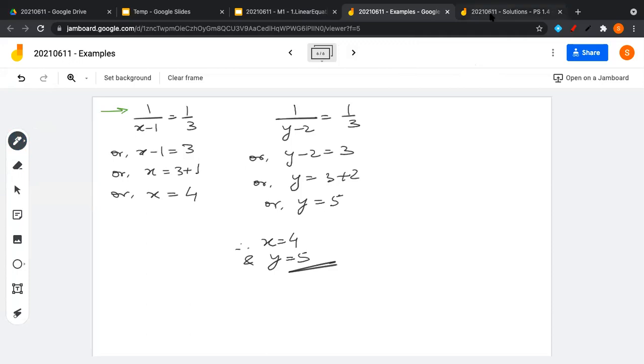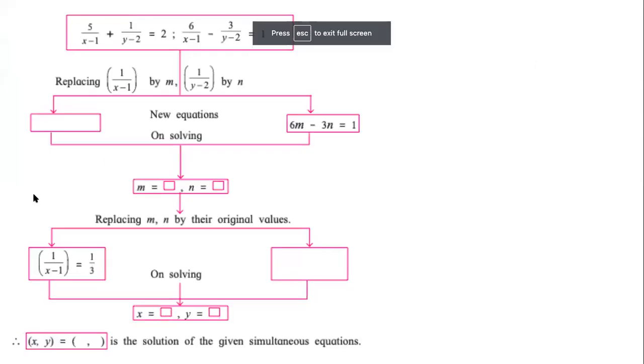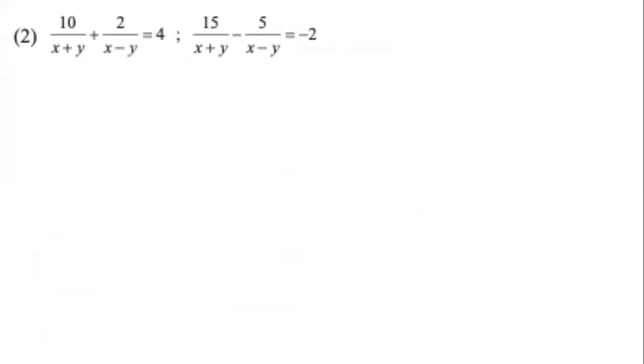Let us go back to the presentation and see what is there in practice set 1.4. If you have understood these three questions and at least 5 or 6 of you have completed them, then practice set 1.4 is extremely easy. First question we have already done. It was the first do-it-yourself question that you did. The second question is this one. It is like the second example, where in the denominator we have y and x minus y.